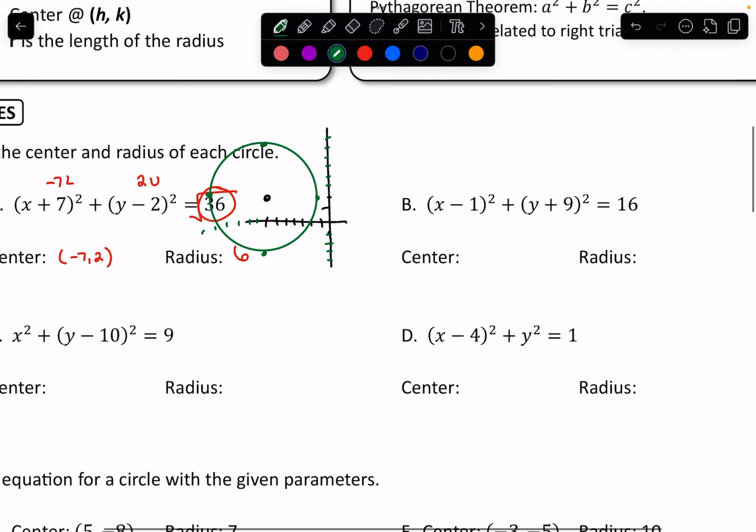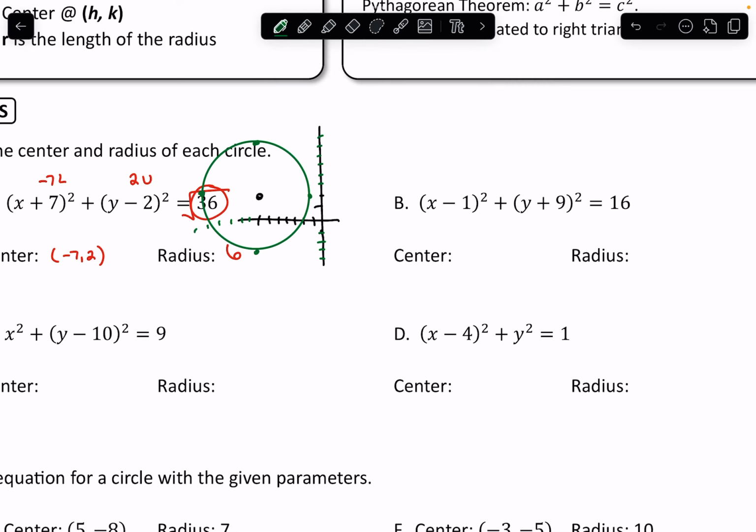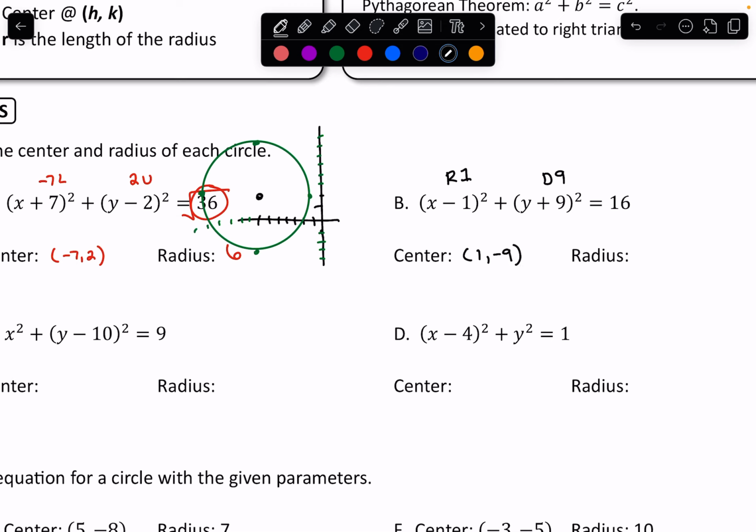All right, example B. When I look at my equation, I'm looking for what's inside with x. It's a -1, so that means my function is going to be shifted to the right 1. And my +9 tells me it's going to be shifted down 9. So my center is 1 to the right, down 9, which is -9. And my radius, I take 16. That's my radius squared, so I need to square root 16, and I get a radius of 4.